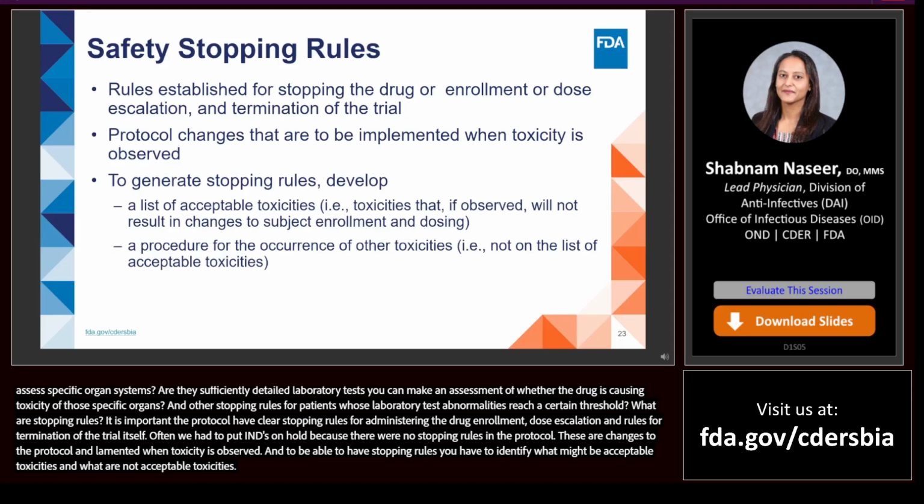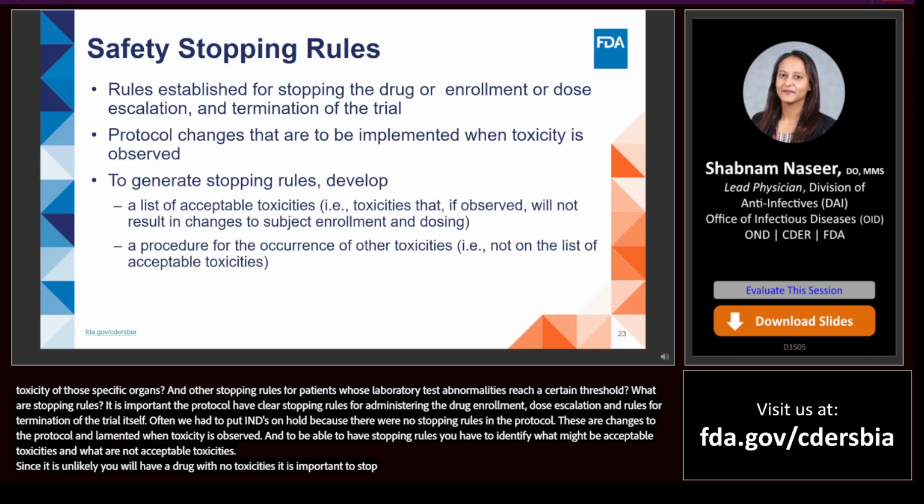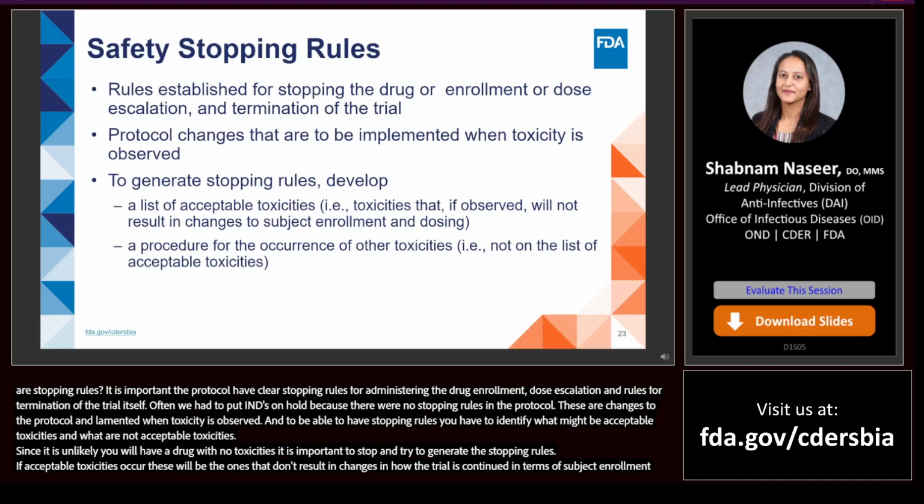Since it's unlikely that you'll have a drug with no toxicities, it's important to stop and try to generate these stopping rules. If acceptable toxicities occur, these will be the ones that don't result in changes in how the trial is continued in terms of subject enrollment and dosing. If you have other toxicities that are not acceptable, you have to have a procedure in place for what you would do with the study.